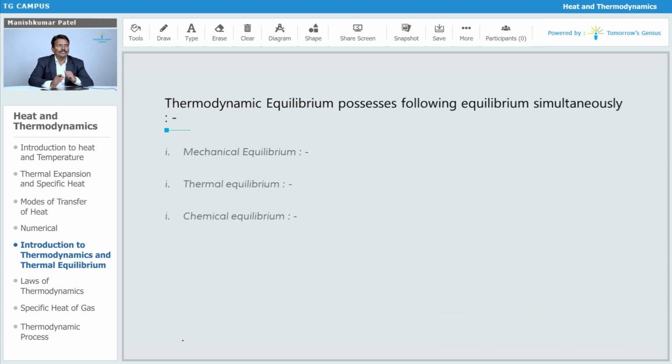The thermodynamic equilibrium possesses the following equilibria simultaneously. It is in mechanical equilibrium, it is in thermal equilibrium, as well as in chemical equilibrium. There will not be any chemical reaction further in that. So this is what we can say about equilibrium.